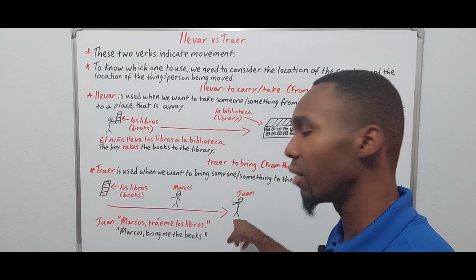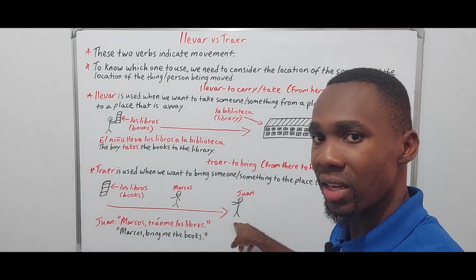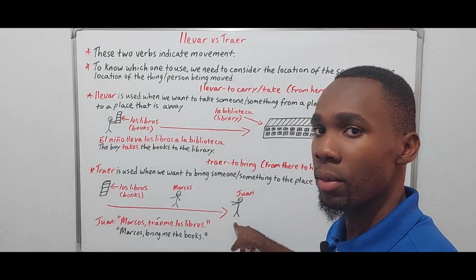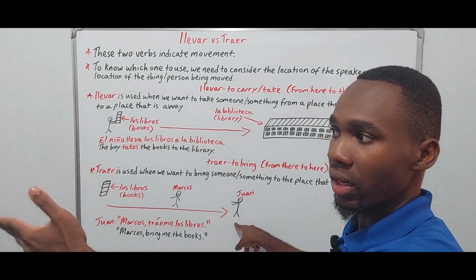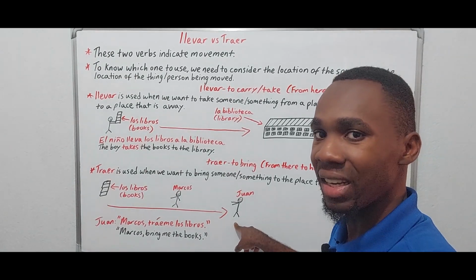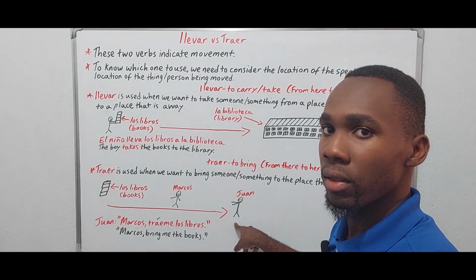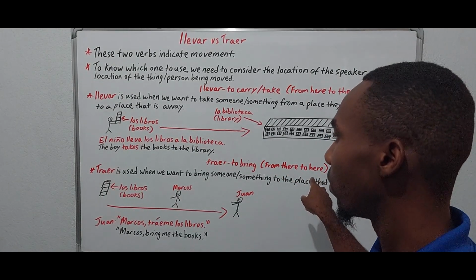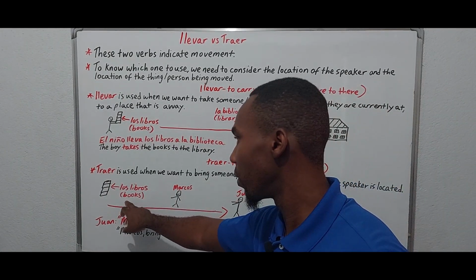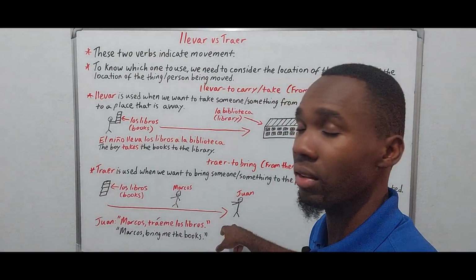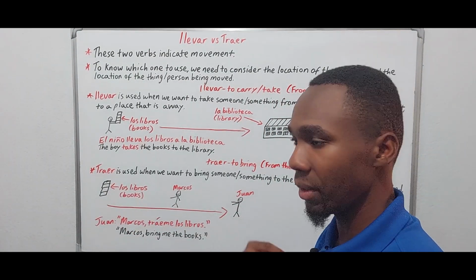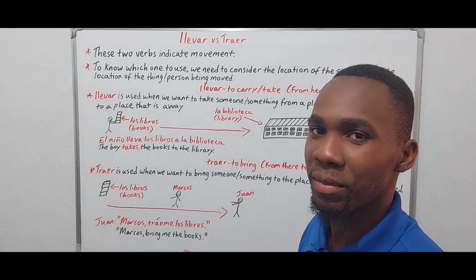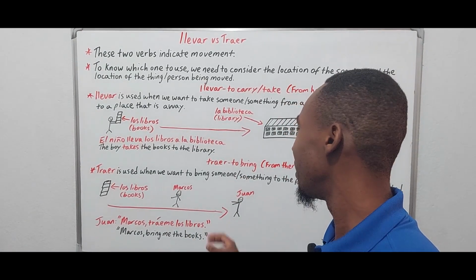This is where the books have to go. So the speaker is already at the place. He's already at his destination, but he needs the item to be transported to him. Right? So this is how we get from there to here. The item is over here, and he is at the destination. So they have to go to him. Right? Have to come to him.